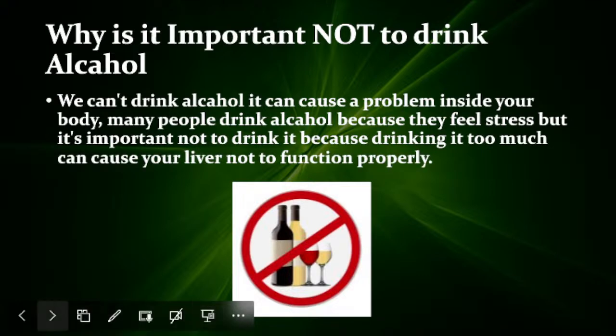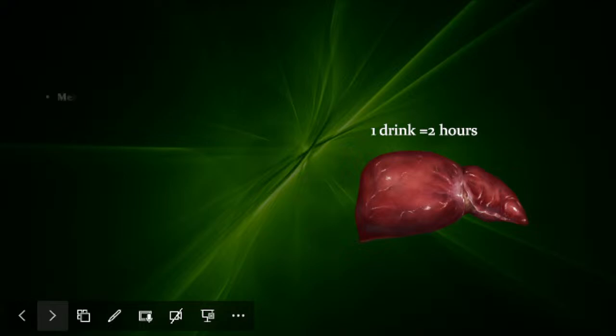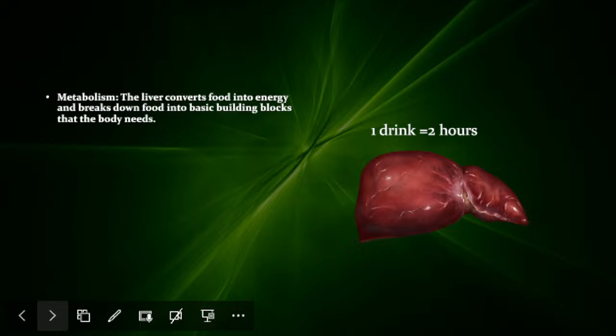As shown, the functions of the liver: it converts food into energy and breaks it down. The liver also filters all the blood in the body and breaks down poisonous substances such as alcohol and drugs. So it's best not to work your liver too much, because if you keep on drinking while the liver is working too hard, it won't be able to break down all the poisonous substances. So it's very important not to drink it. And also, if you drink once, it'll take 2 hours for your liver to break down the poisonous substances.